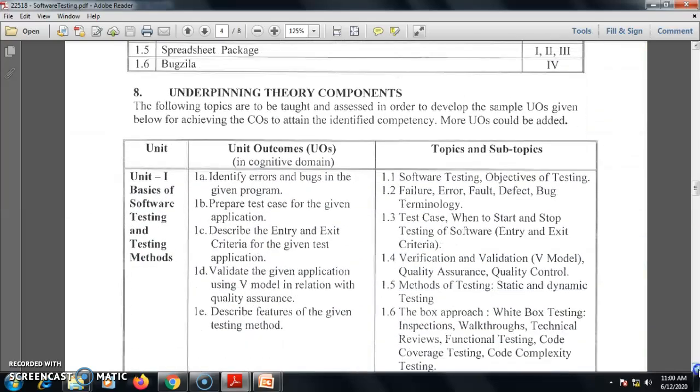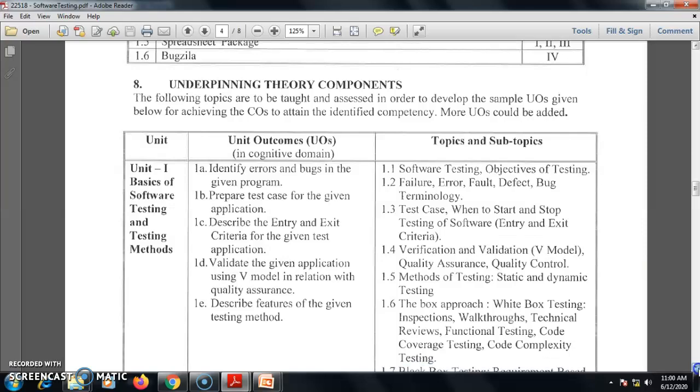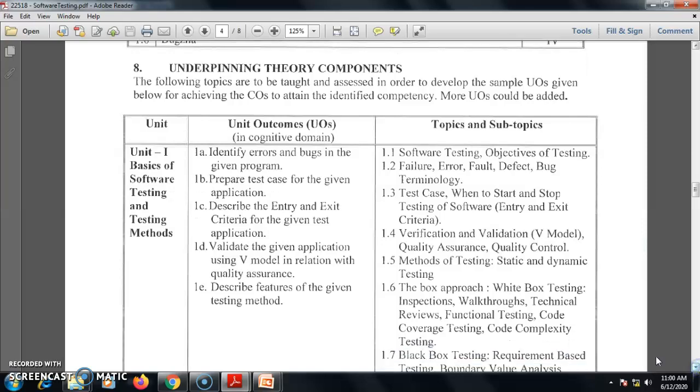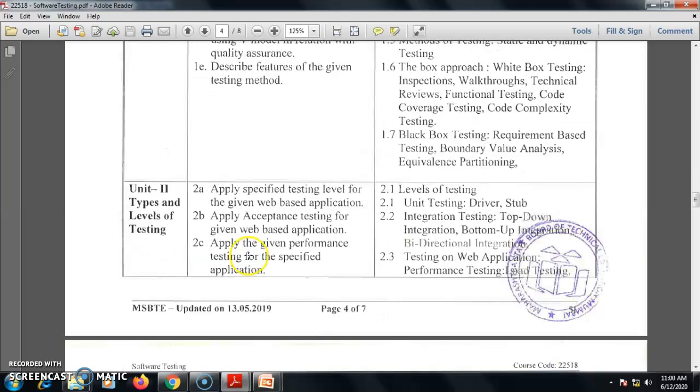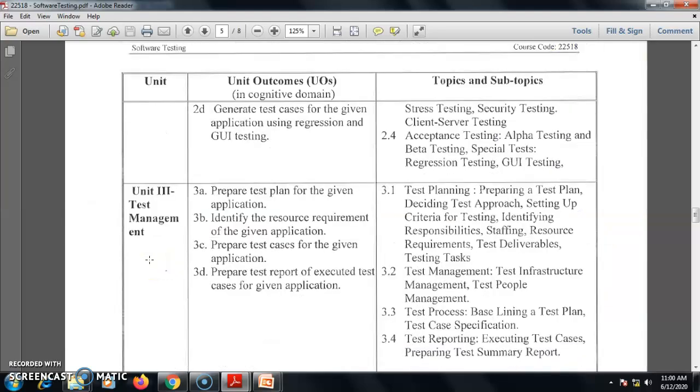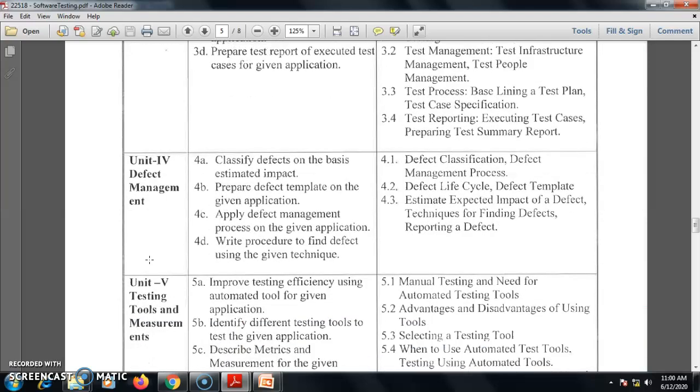I'm just highlighting the main points. There are 5 topics you are going to see under theory: basics of software testing and testing methods, then types and levels of testing, unit 3 test management, unit 4 defect management, unit 5 testing tools and measurements.